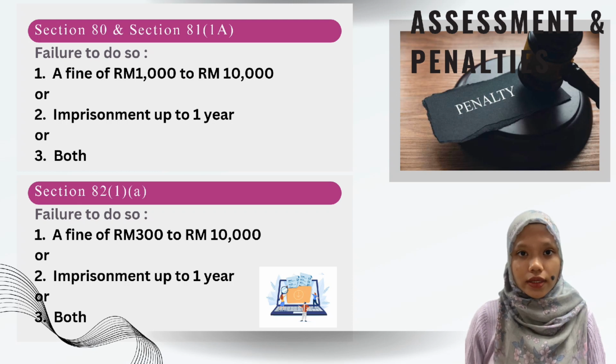first offence. According to Sections 80 and 81A, the taxpayer is obliged to provide reasonable facilities and assistance to the IRBM personnel. Failure to do so will be liable to a fine of 1,000 to 10,000 ringgit, imprisonment up to 1 year, or both. Section 82(1)(a), every taxpayer shall keep and retain sufficient records for 7 years which the business income or adjusted loss relates to. Failure to do so will be liable to a fine of 300 to 10,000 ringgit, imprisonment up to 1 year, or both.